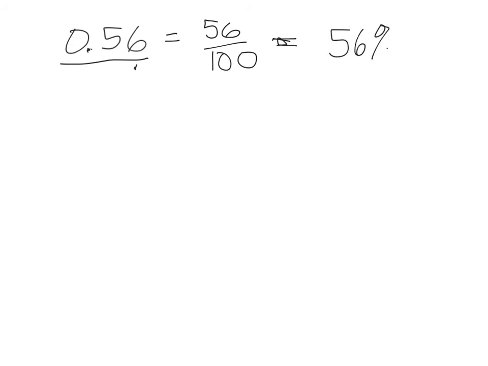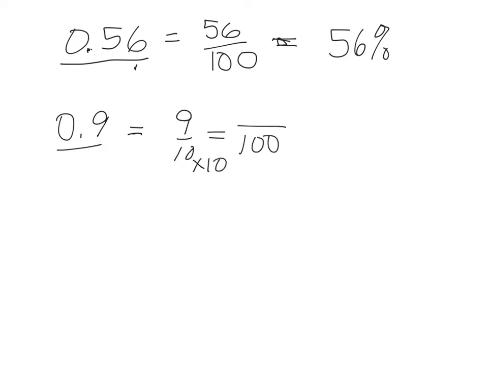One way to change a decimal to a percent is to first write it as a fraction. So we learned how to read this number, 56 hundredths, so that's 56 over 100. And since percent is per 100, that's 56%. This decimal is read as 9/10, but percent has to be per 100. So again, I have to multiply my denominator by 10 to get 100. So the numerator makes 90. So this one is 90%.